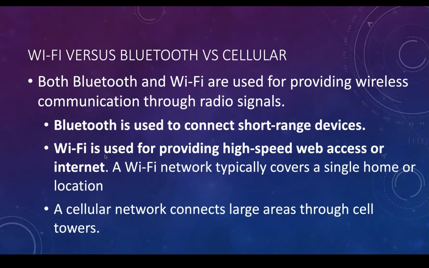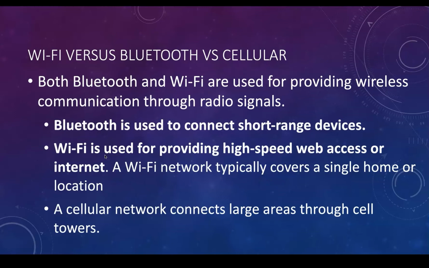Now let's talk about what Wi-Fi is and what Bluetooth is versus cellular. So both Bluetooth and Wi-Fi are used for providing wireless communication, right? So Bluetooth, however, is used to connect short distances. So your phone works with your TV, or your phone works with your microwave. That's a short distance from you. And if you go out of range, it'll disconnect. Wi-Fi is used for long distance connection. So providing web access or access to the internet, if you drive and you use Google Maps, that's relying on Wi-Fi, because that's long distance.